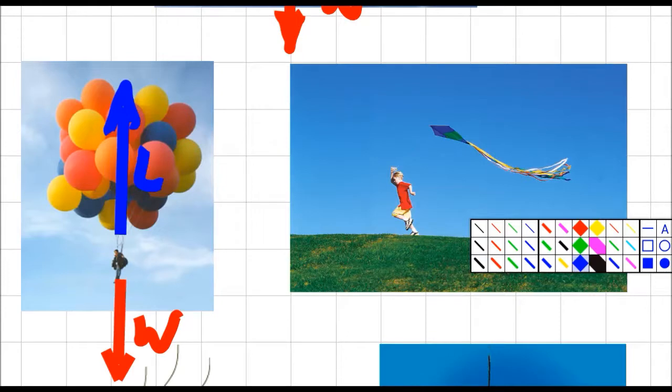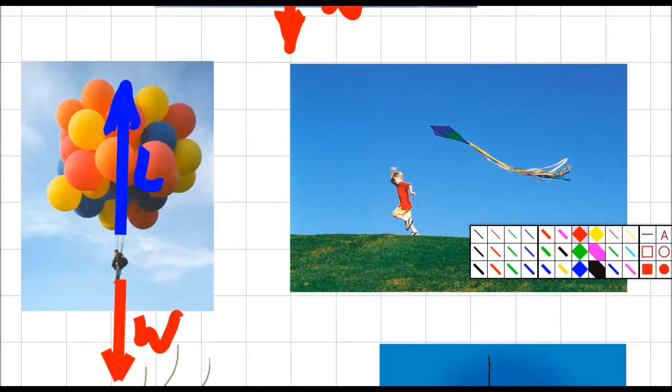Why does the kite fly? Well, the kite has got a weight, and here we need to add the weight of the string as well. And thanks to the wind, we can produce a lift, and we will learn how we do this. And this lift must be equal or larger than the weight.